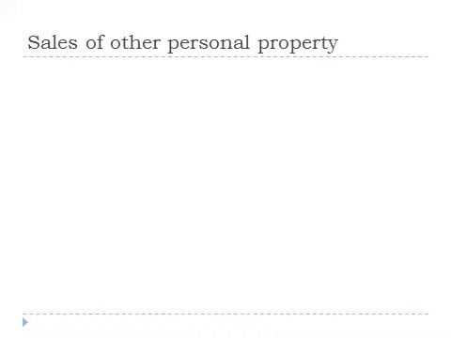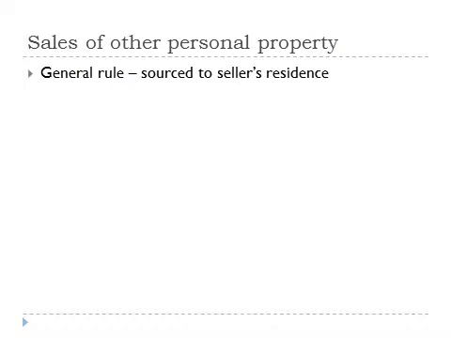Let us now turn to the sourcing of sales of other personal property, which can include both tangible and intangible personal property. As a general rule, personal property other than inventory is sourced to the seller's country of residence. That is, a sale by a U.S. resident is sourced in the United States, and a sale by a foreign resident is not sourced in the United States. This rule applies to sales of both tangible and intangible property. Now for the exceptions.